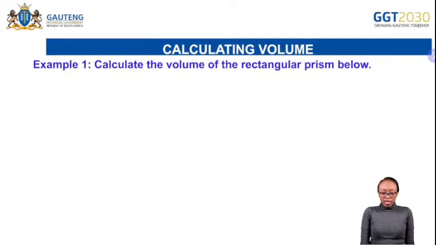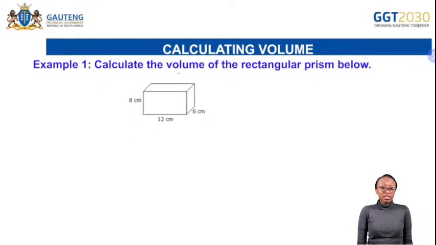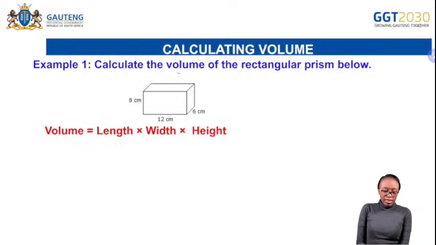So let's do an example on how to calculate the volume of a rectangular prism. So here's a rectangular prism that is 8 by 12 by 6. So we're going to calculate the volume of this rectangular prism. The formula to calculate volume, remember grade 8, is length multiplied by width multiplied by height. That is how we calculate the rectangular prism's volume.